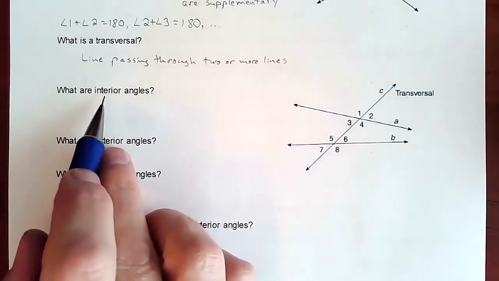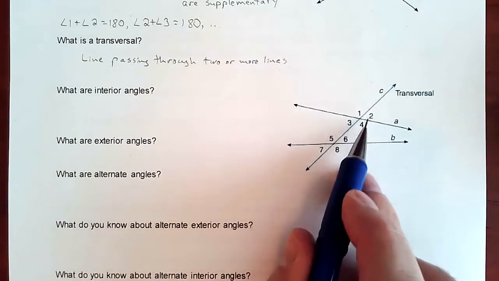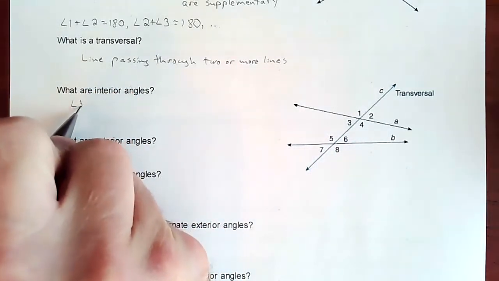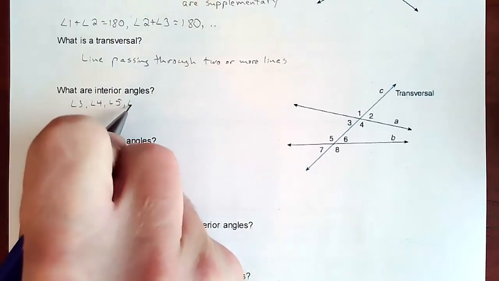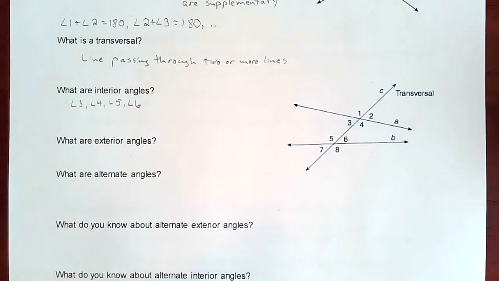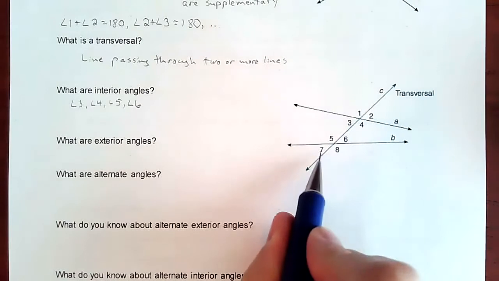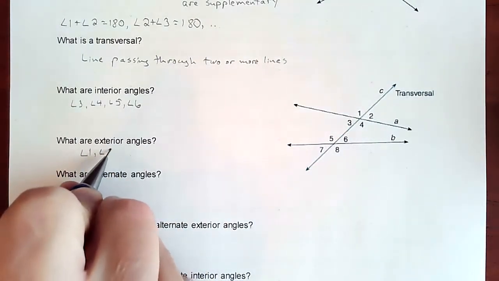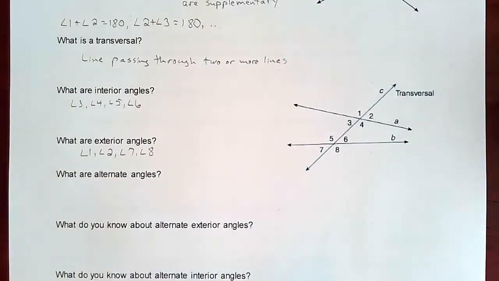We have interior angles. So interior angles are this collection of 4 right here. They're in between those two lines. So interior angles would be 3, 4, 5, and 6. All right, and then exterior angles are the other ones. So 1 and 2 are on the outside, 7 and 8 are on the outside. So 1, 2, 7, and 8.